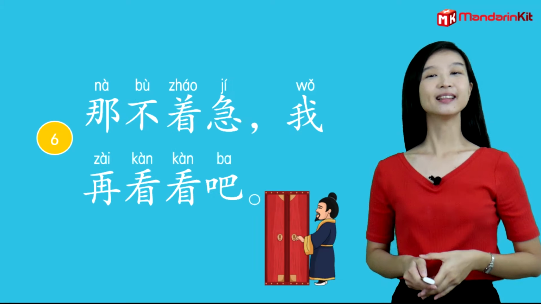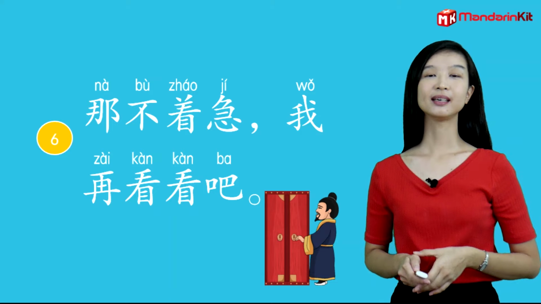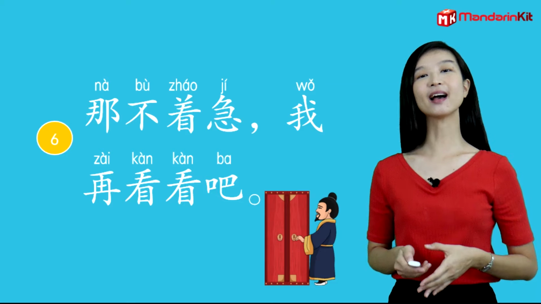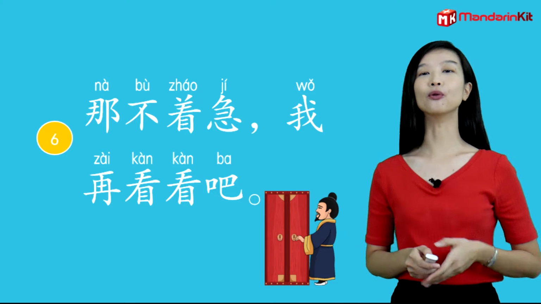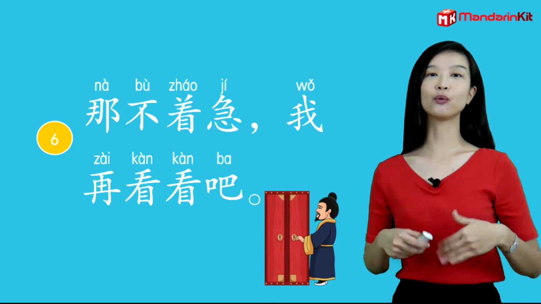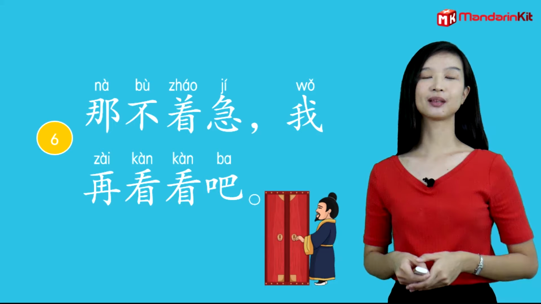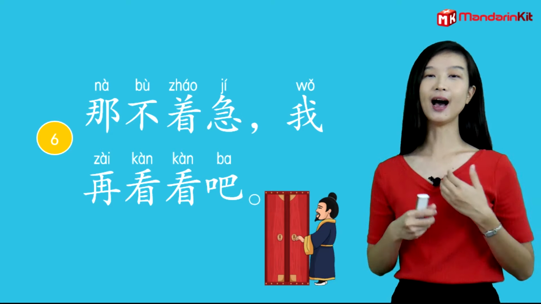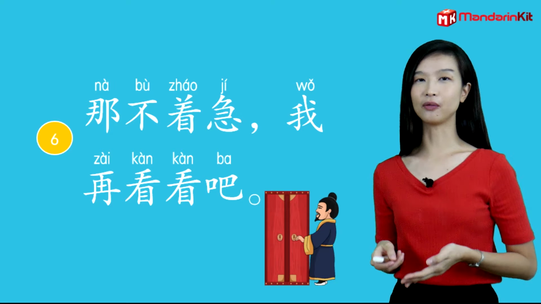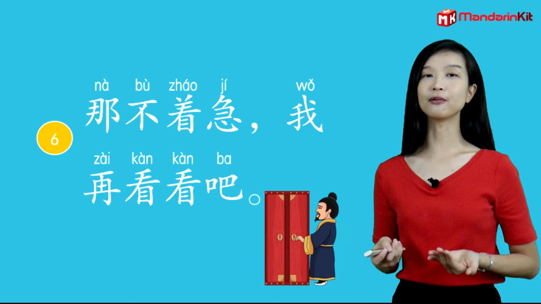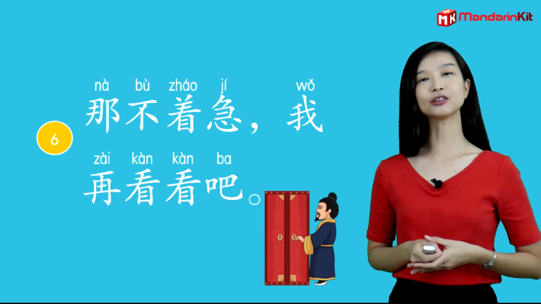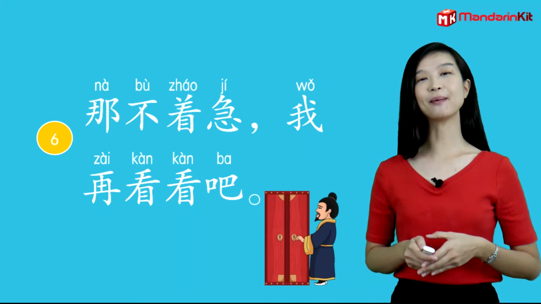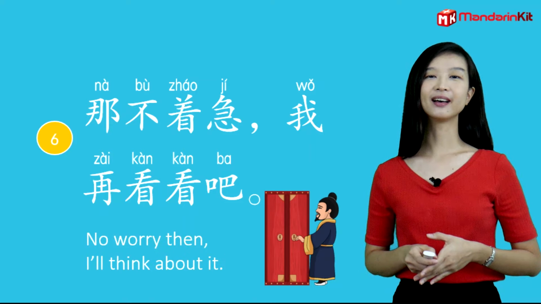Sentence number 6. 那不着急，我再看看吧。那 means that or in that case. 不 no. 着急 means to get worried or to be anxious. So 不着急 means no worry or no rush. 我 I 再 means again and or then. 看看 means to look around. But in this sentence, it's almost like the English saying of I'll see, we'll see. So 那不着急，我再看看吧 means no worry then. I'll think about it.